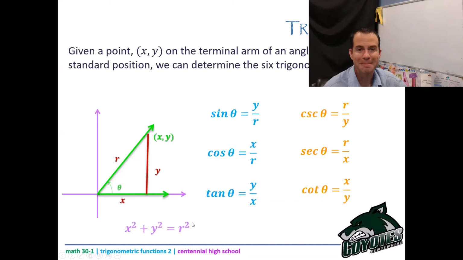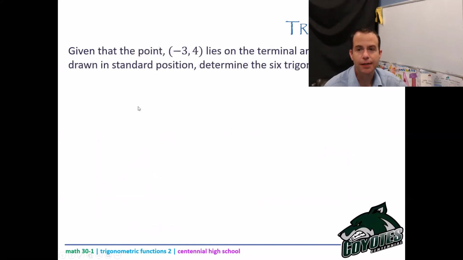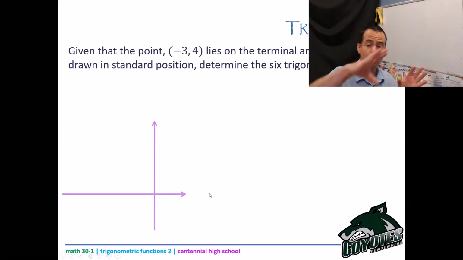Okay, awesome. All right, so now we're going to put an actual point there. Given that the point -3, 4 lies on the terminal arm of an angle theta drawn in standard position, determine the six trigonometric ratios. So same question as we just did, except now we have a point there instead of x and y. And we're in a different quadrant. I would want you to look at -3, 4 as quadrant 2. Now, if you know you're in quadrant 2, draw a nice big quadrant 2, okay? It doesn't have to be that the center of your diagram is always the origin. Give yourself space so that you can see what you're doing.